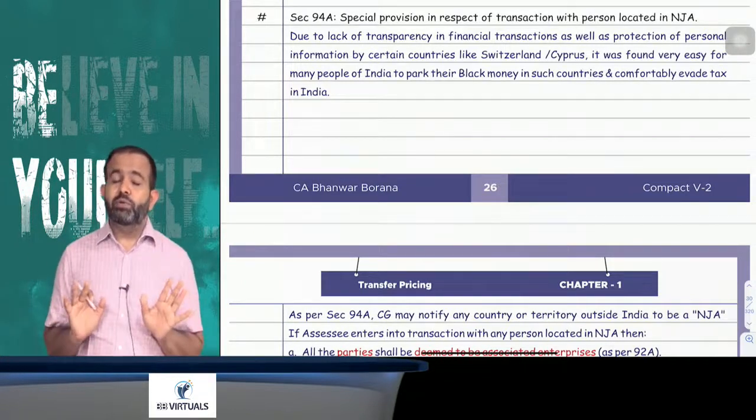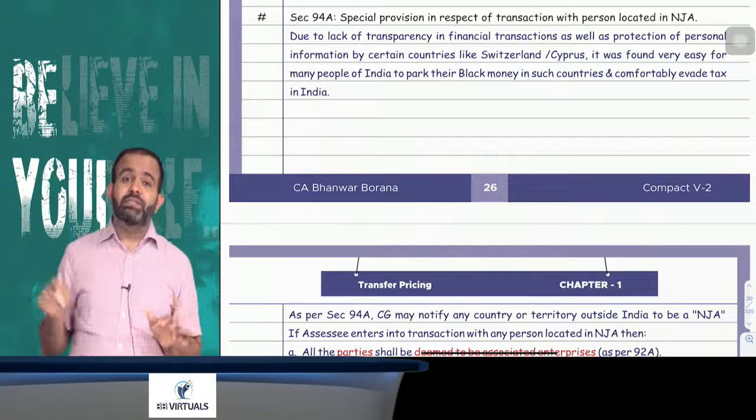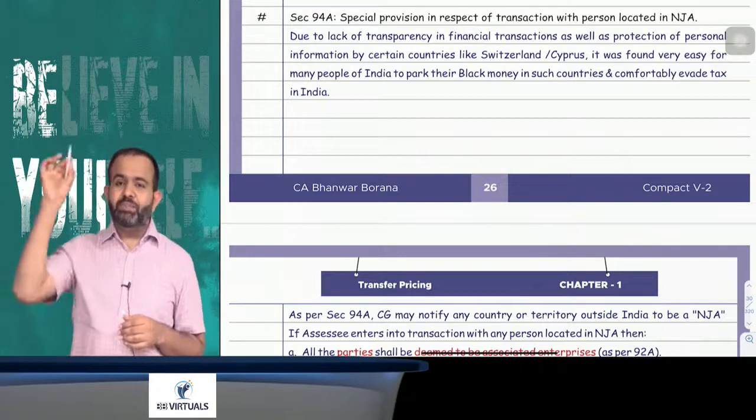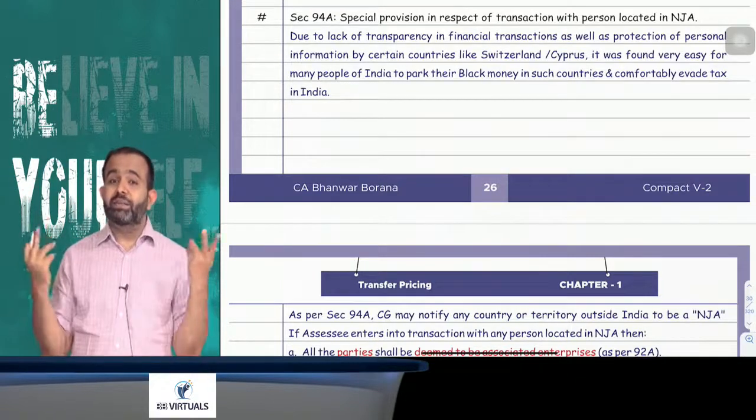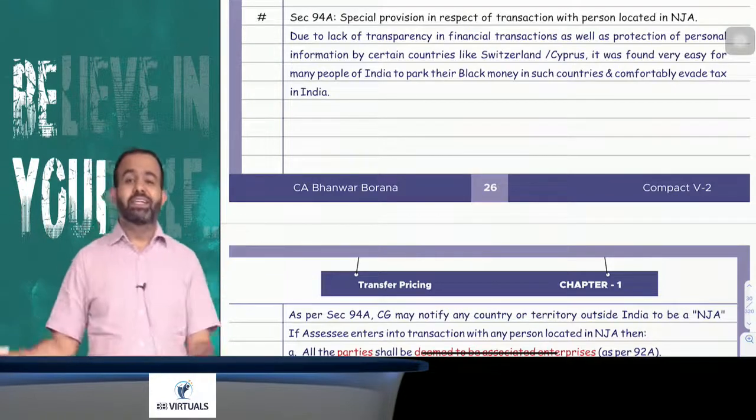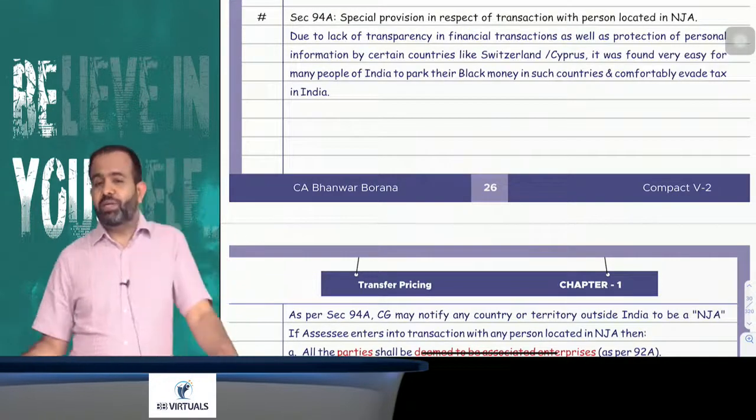All transfer pricing provisions are applicable except that 3% tolerance band. Means that plus minus 3%, 1%, that tolerance band provision is not applicable. All other provisions of transfer pricing are applicable.